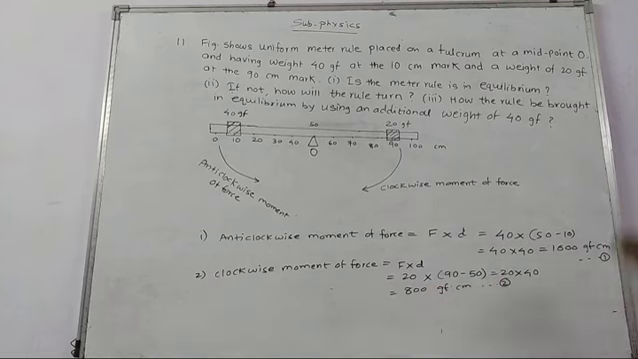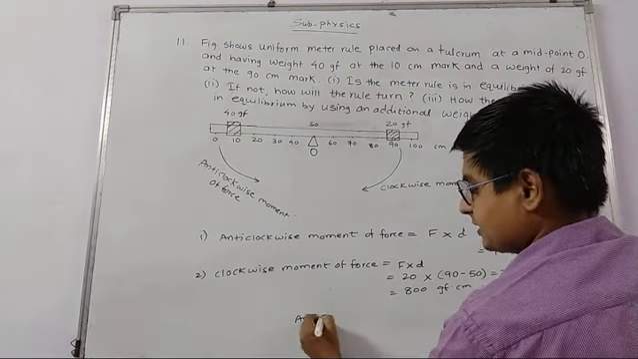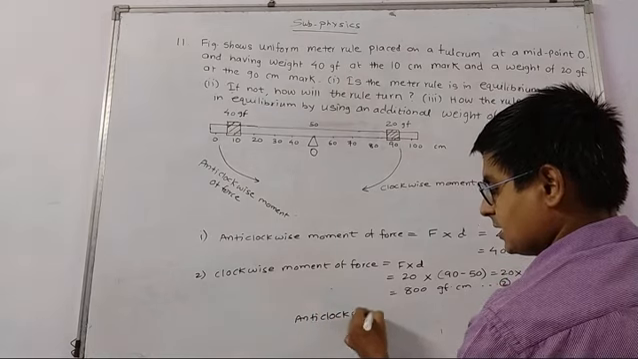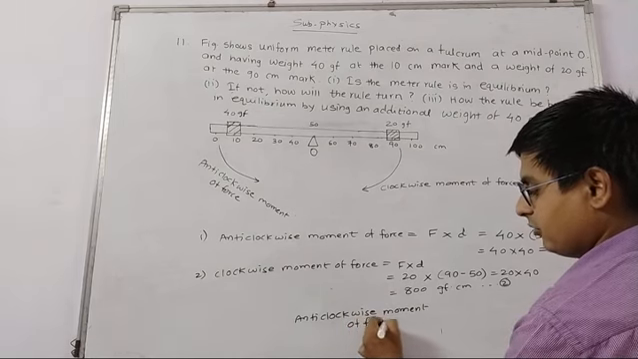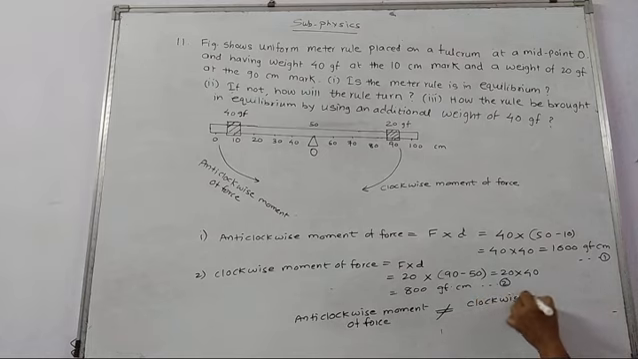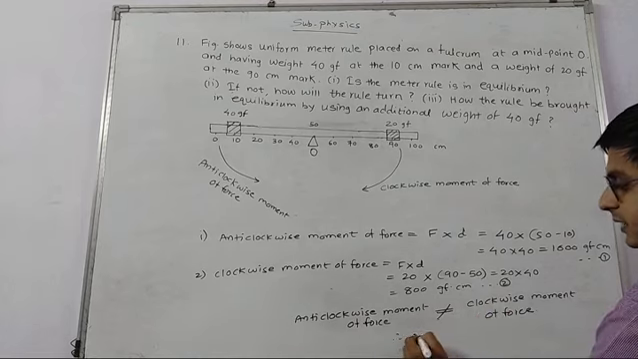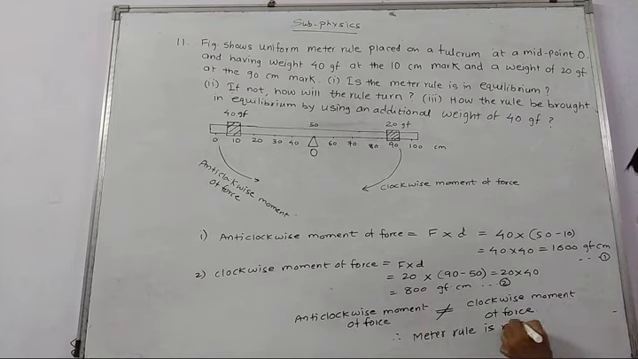Call this equation number 2. So we can clearly see that the anti-clockwise movement of force is not equal to the clockwise movement of force. Therefore, the meter rule is not in equilibrium condition.